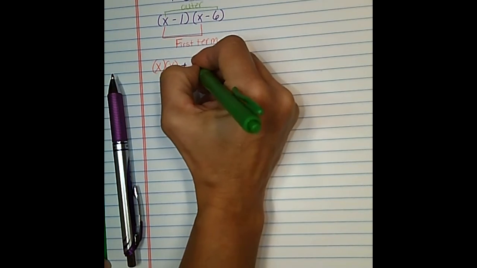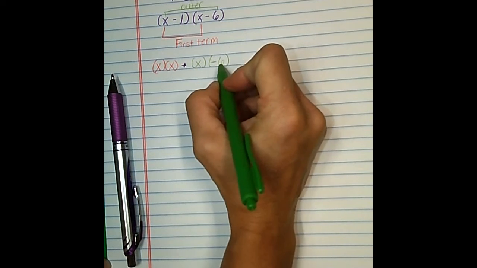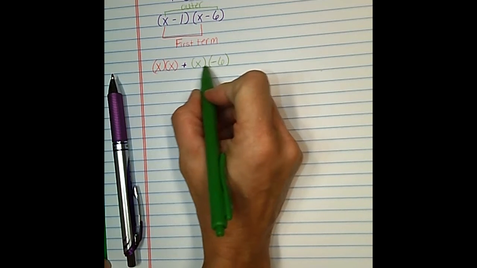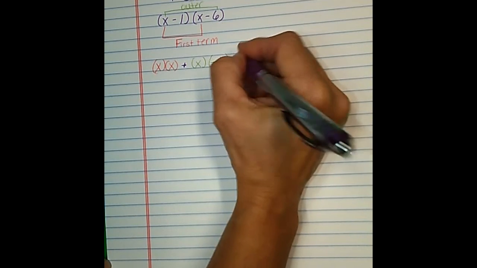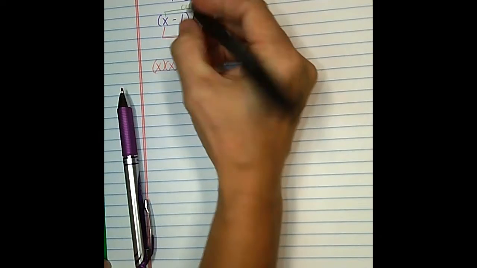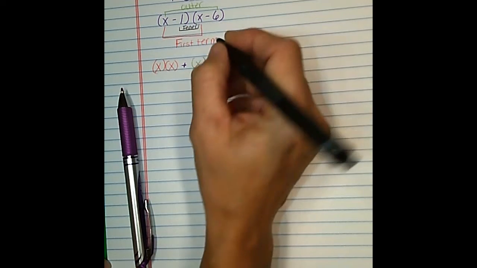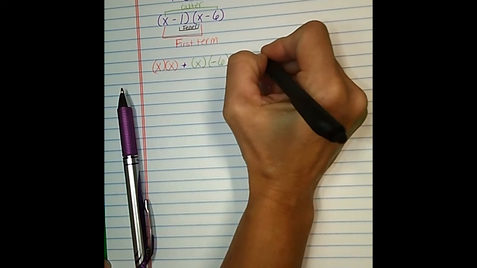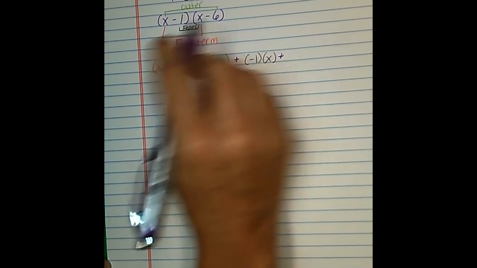O stands for our outer terms. Well, my outer terms is x times negative 6. See, I'm carrying my sign with whatever it is, and I'm going to put it in parentheses so it's easier to just say plus, and then we'll solve what sign it's going to be in the end. And I'm going to say plus. I stands for my inner terms, right? So I have negative 1 times x, and I'm going to say plus.